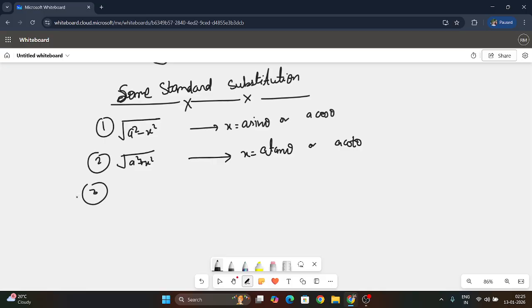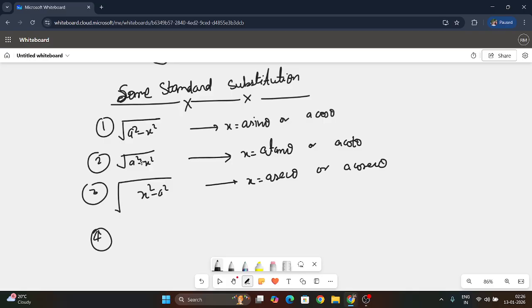And third is going to be what? Third is root of x square minus a square, and here you have to take x is equal to a sec theta or a cosec theta. Basically we are using trigonometric identities, and you just use whichever identity is suitable here. There is no need for rocket science, and no need to memorize it. It's very, very common. Here you can apply sine square theta plus cos square theta is equal to 1.